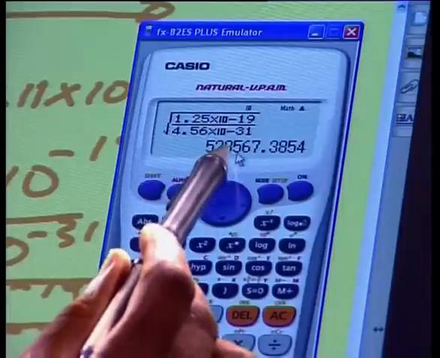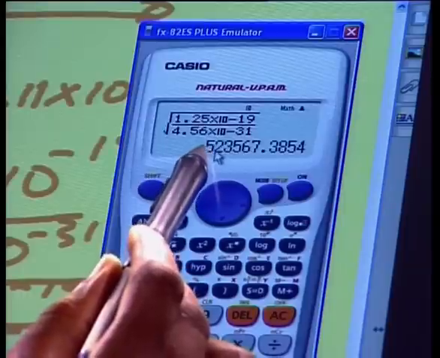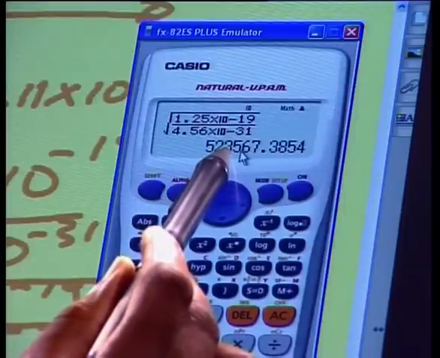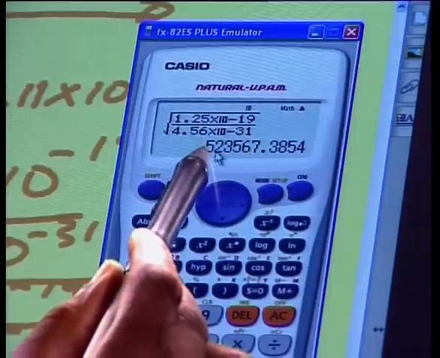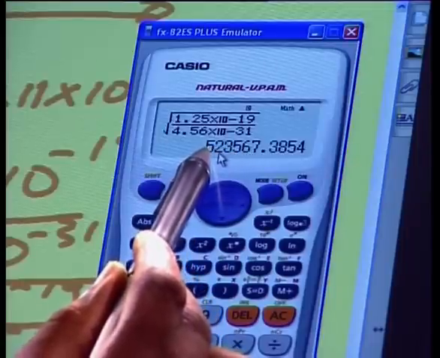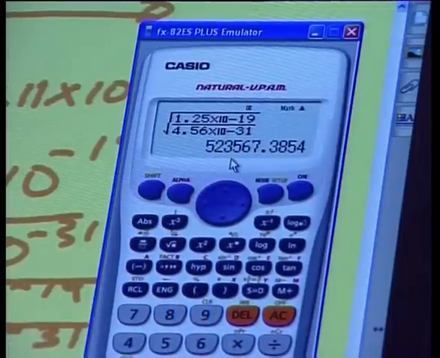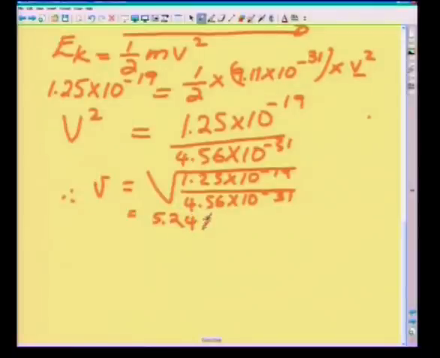But then we can write this in scientific notation. It's 523,567. I can write it as 5.23, 5.24 actually, because I've got that 5 there. And then how many places did I move my decimal to bring it to 5? I've moved it 1, 2, 3, 4, 5 times. So it will be 5.24 by 10 to the power 5 meters per second. Now this electron will be moving at a very, very high speed.